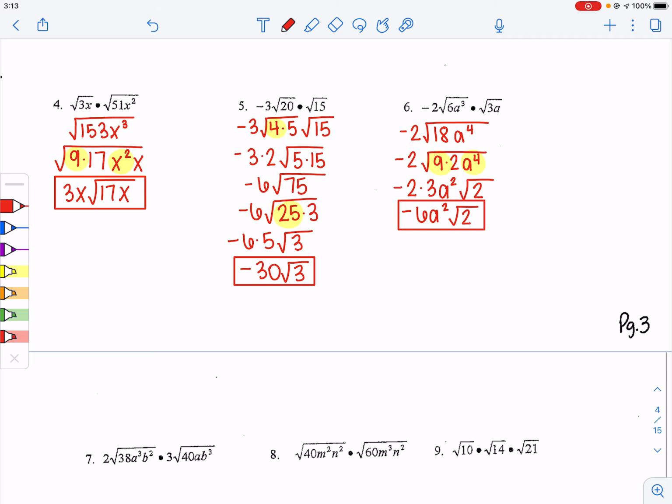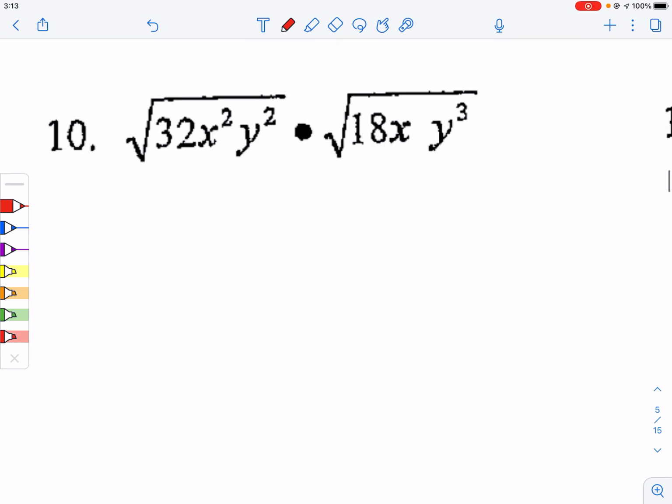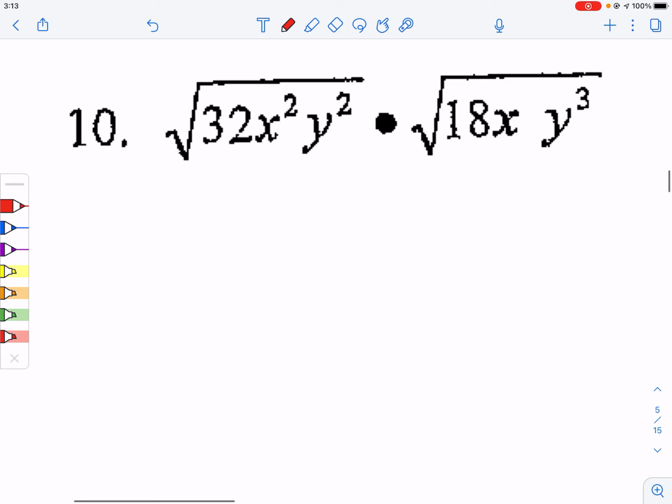Let's try some of these bottom ones down here. So I'm going to look at these numbers and see if there's anything I can fix. I'm going to treat these separately. That way I'm going to have smaller numbers to multiply instead of multiplying them together and trying to find a bigger number that divides into it.